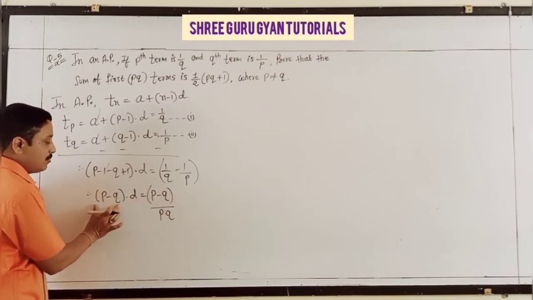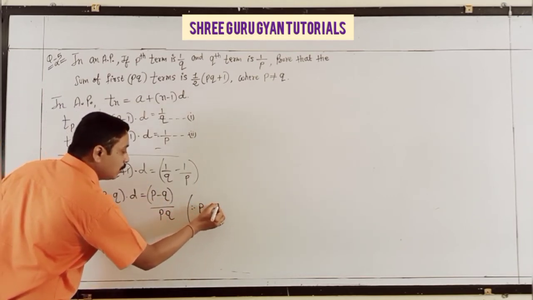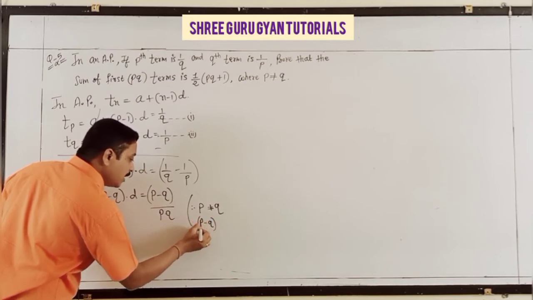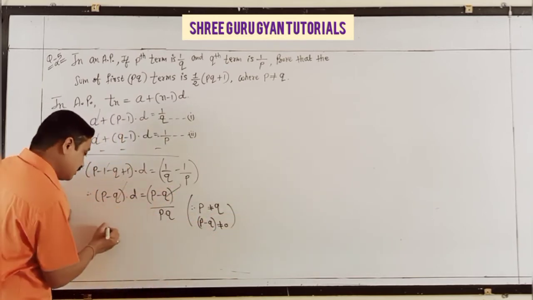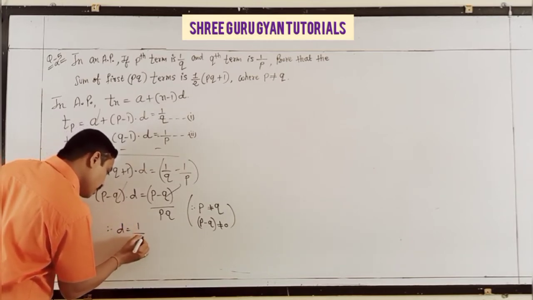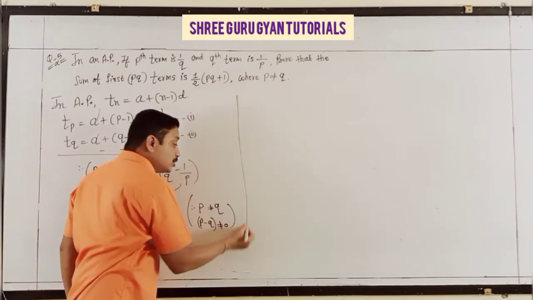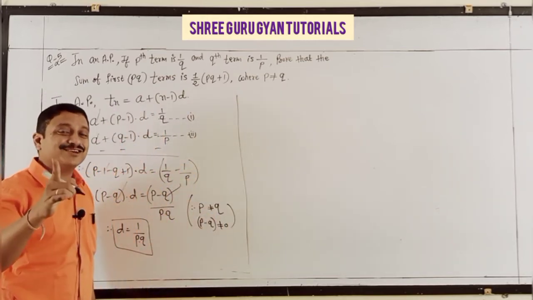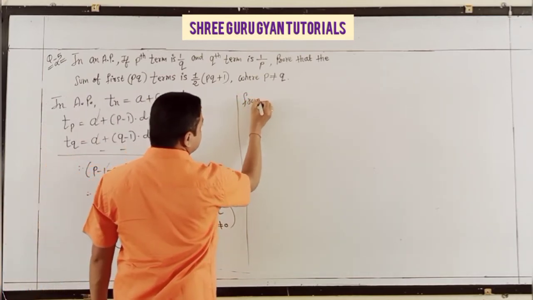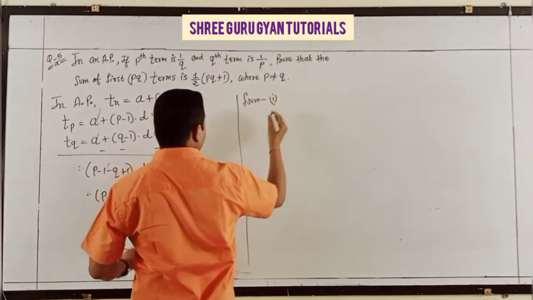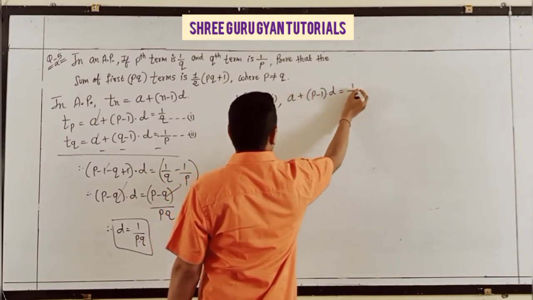So now p minus q cancels, because p is never equal to q, so p minus q is never 0. It means that cancel, only d is 1 by pq. That's your first data done. But I want also a. So apply either the first equation or the second. So from 2, or from 1, I apply from 1: a plus (p minus 1)d equals 1 by q.